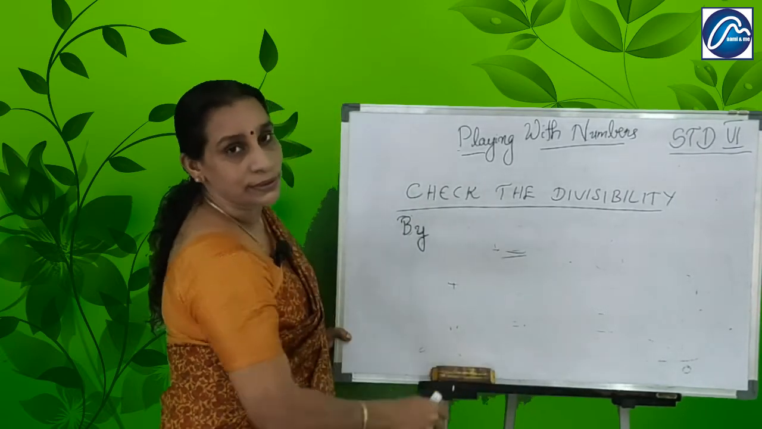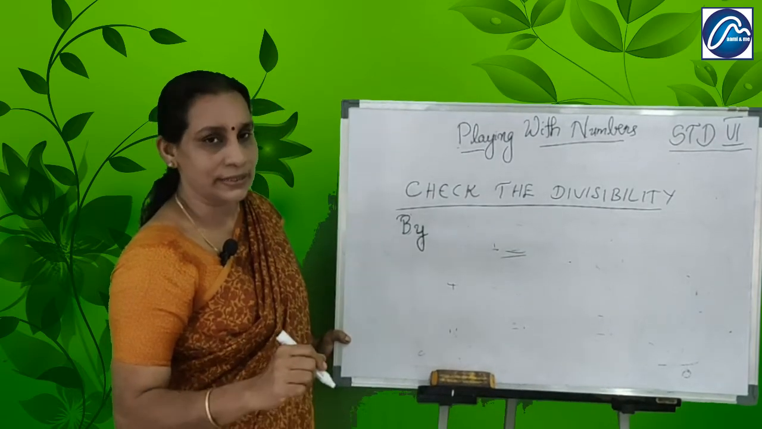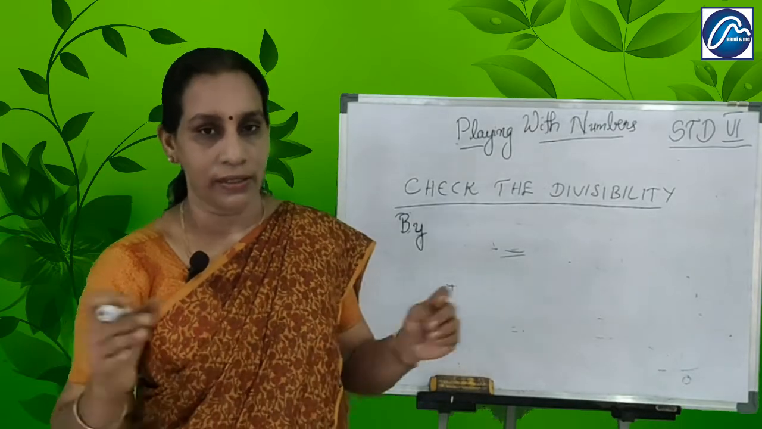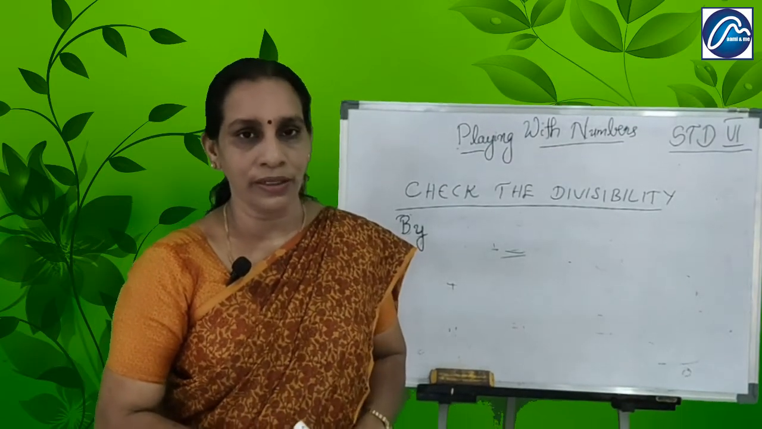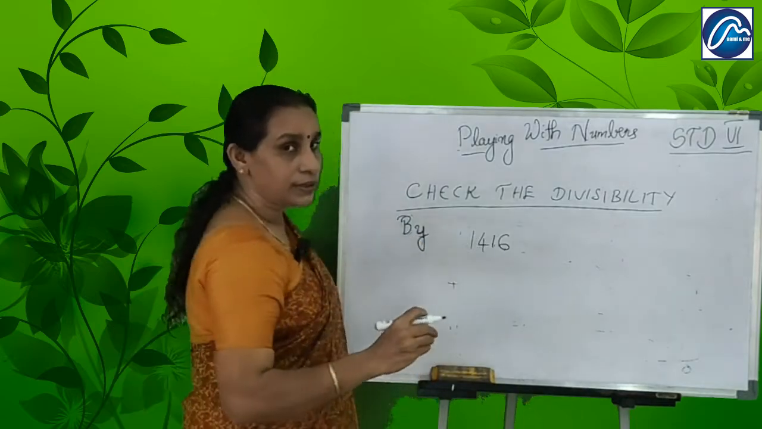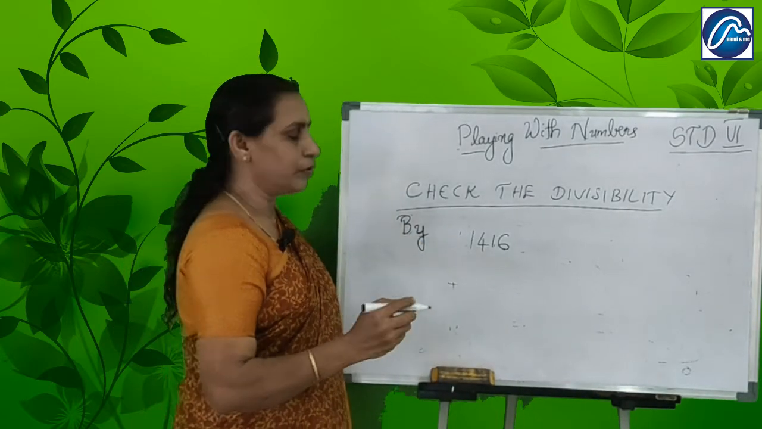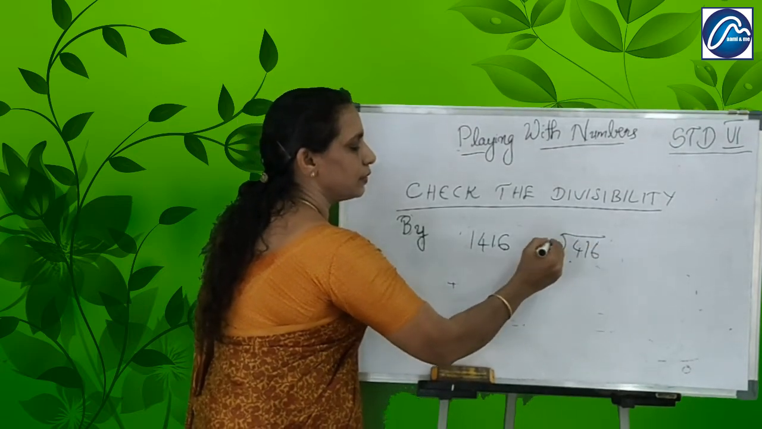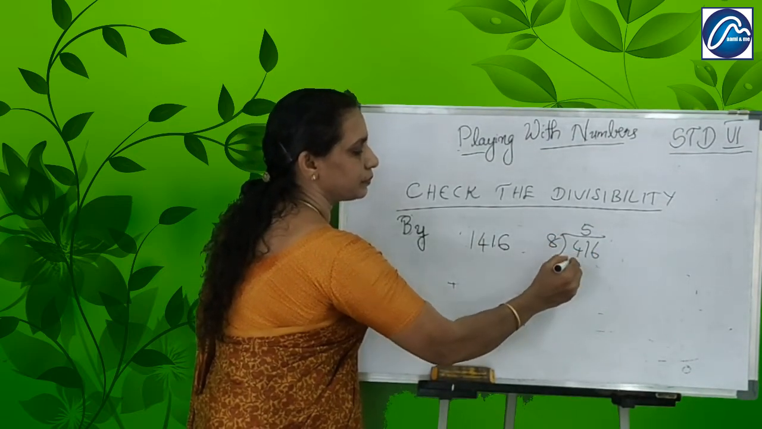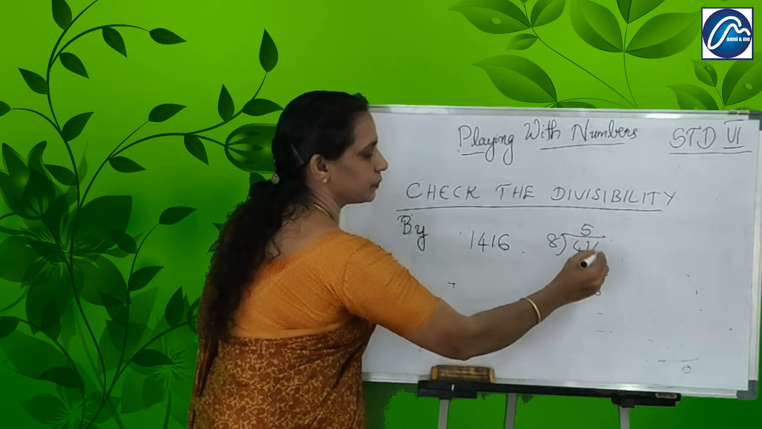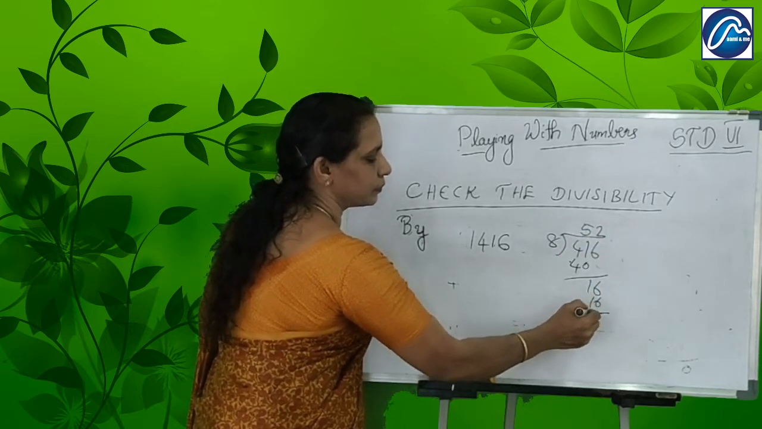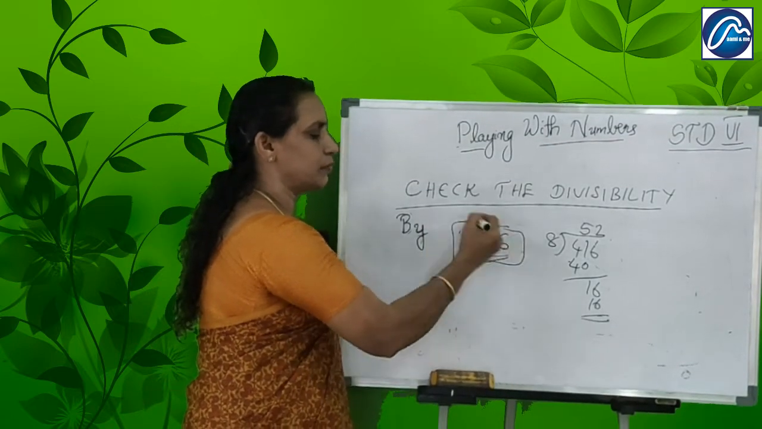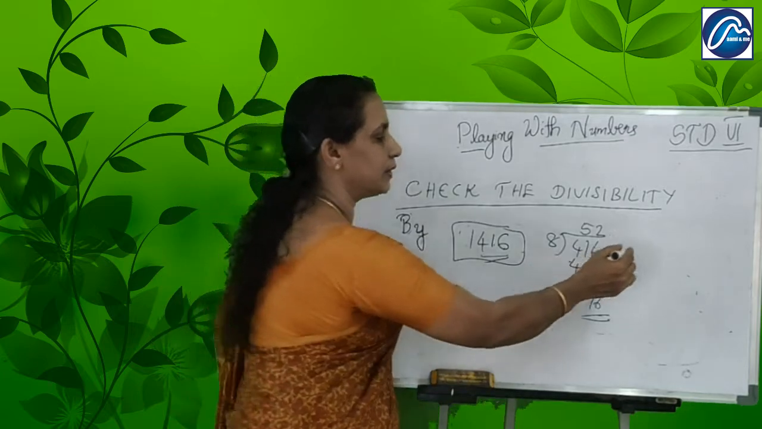Okay? Like this, divisibility test for 8. It will be taken for only larger numbers, I mean 4-digit numbers. Okay? Last 3 digits will be a multiple of 8. For example, 416. If it is divisible by 8, then the whole number is divisible by 8. That we can check.